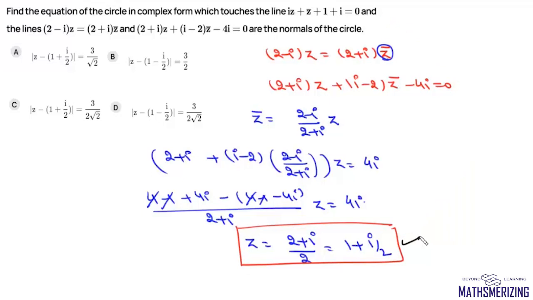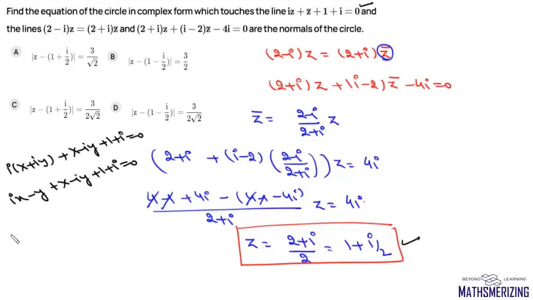Now once we have the center, we need to find its radius, and for that we'll first find equation of tangent. We can write this as iota x plus iota y plus x minus iota y plus 1 plus iota equals 0. So it will be iota x minus y plus x minus iota y plus 1 plus iota equals 0. Now we compare real and imaginary part. We can write this equation will be x minus y plus 1 equals 0. So equation of this tangent is x minus y plus 1 equals 0.